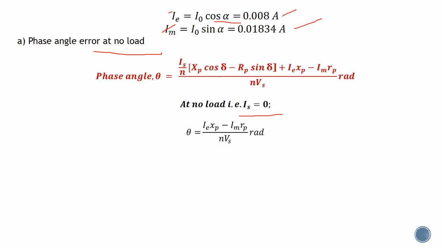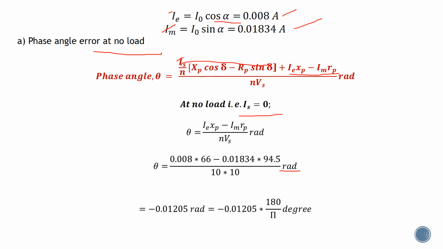So substituting the value of Is equal to 0, this whole term will get cancelled out and only this will remain. Substituting the values, please remember the phase angle is given in radian. You need to calculate the phase angle in degree. Also, the phase angle comes out to be negative, that means the reverse secondary is lagging the primary.